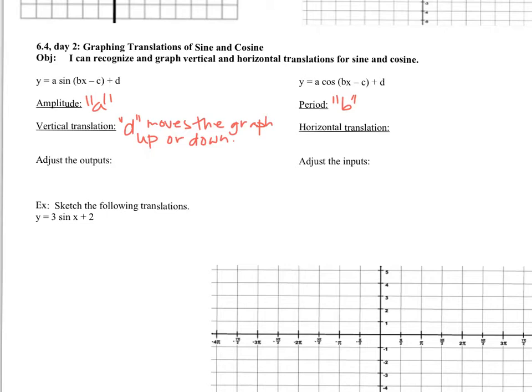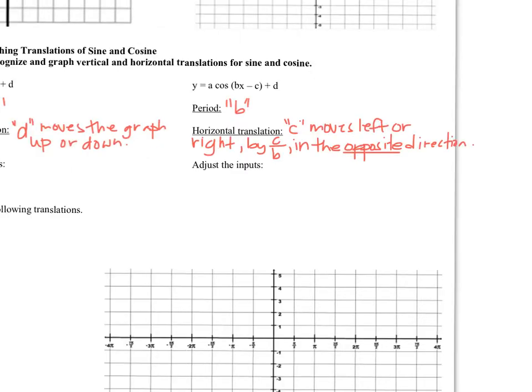Now the horizontal translation is a little bit trickier to calculate. If something's being added or subtracted to the inside with x, so it has to be in parentheses, that value will move the graph either left or right, and you have to take whatever the c constant is, that number, and divide it by b. That's how far left or right you move it, and it's going to go in the opposite direction.